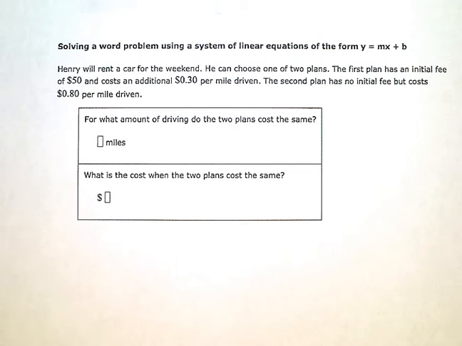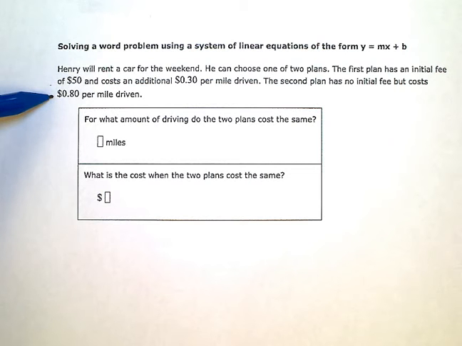Solving a word problem using a system of linear equations of the form y equals mx plus b, example 2. So our problem here says Henry will rent a car for the weekend. He can choose one of two plans. The first plan has an initial fee of $50 and costs an additional 30 cents per mile driven. The second plan has no initial fee but costs 80 cents per mile driven.